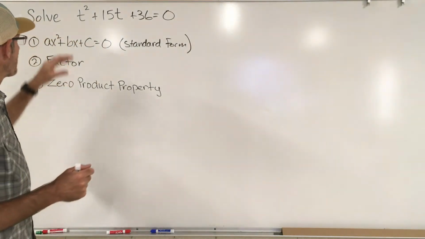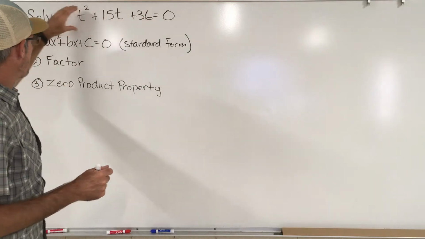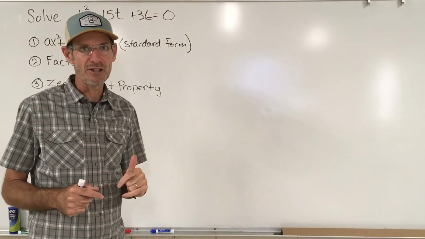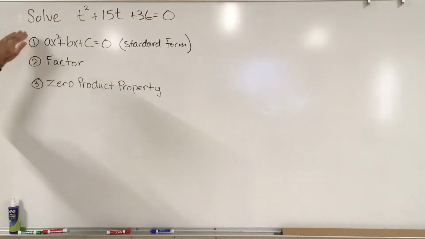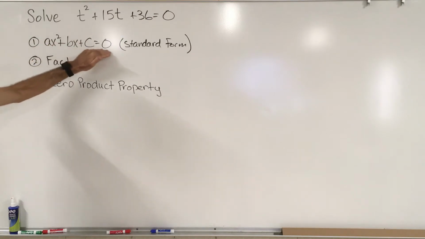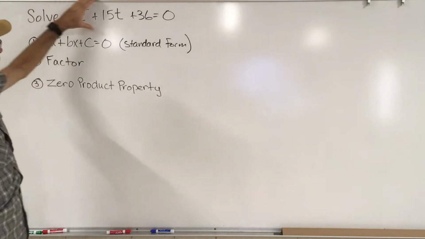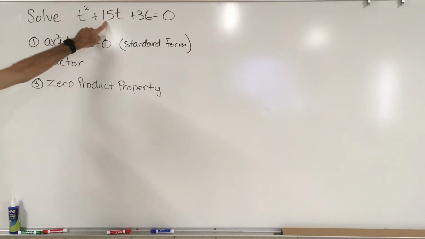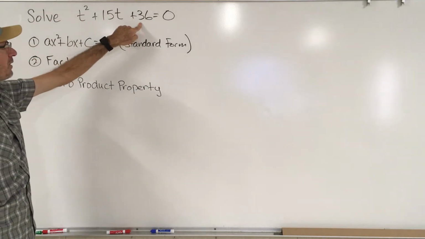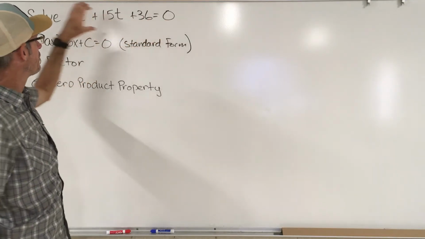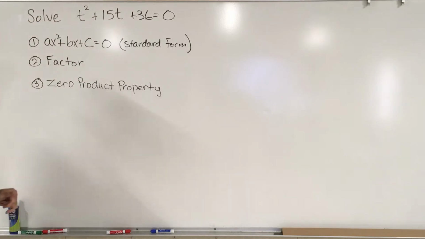So today, we're going to take this quadratic equation and we're going to do all three of these things and find the solutions to that equation. So to begin with, standard form, ax squared plus bx plus c equals 0. The problem that we're doing right now is already in standard form. We have an A value that's an unwritten 1, a B value that's 15, a C value that is 36, and our problem is set equal to 0, so that is an equation in standard form.